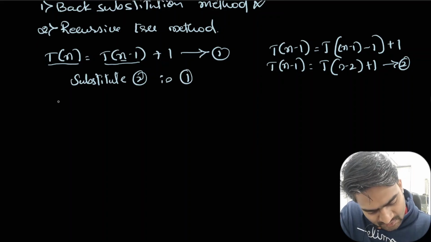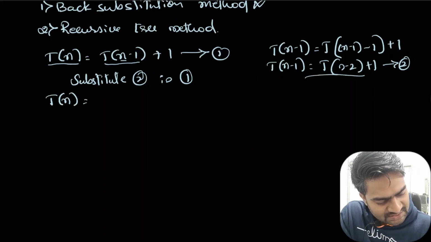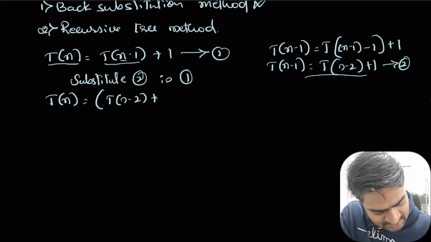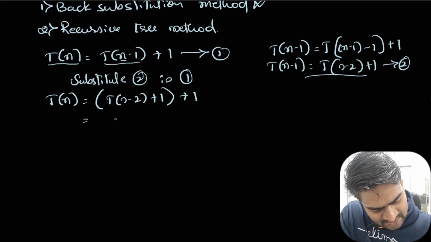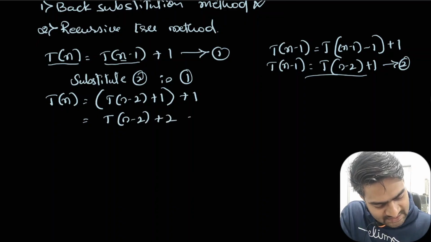Okay, so now T of n will be, here I will replace this T of n minus 1 with this particular value. So I will take Tn minus 2 plus 1, then plus 1. If I simplify this, it becomes T of n minus 2 plus 2. Okay, so this is my third equation.